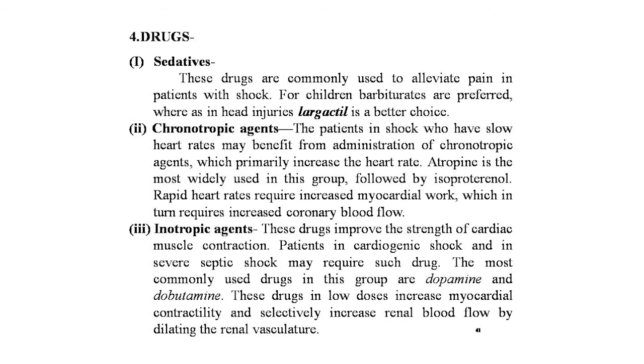And third is the inotropic agents. These drugs improve the strength of cardiac muscle contraction. Patients in cardiogenic shock and in severe septic shock may require such drugs. The most commonly used drugs in this group are dopamine and dobutamine. These drugs in low doses increase myocardial contractility and selectively increase renal blood flow by dilating the renal vasculature.